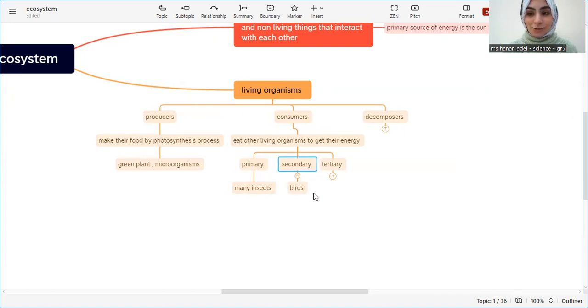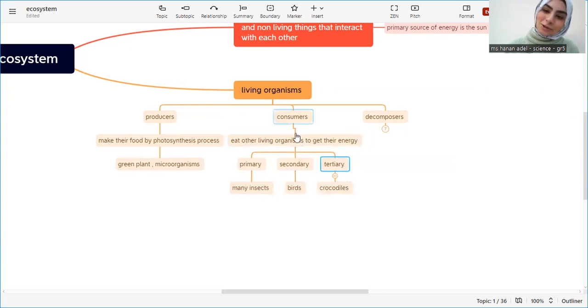And the secondary consumer, like a bird, feeds on the primary consumer. The tertiary consumer feeds on the secondary consumer, and it's like a crocodile. These are the examples here. There is one more point here. If the exam asks about, for example, a food chain, and asks about the top predator, you will search for the last organism that feeds on them. This is the top predator here.